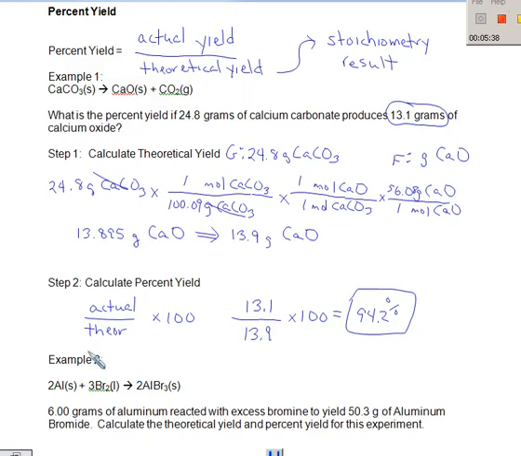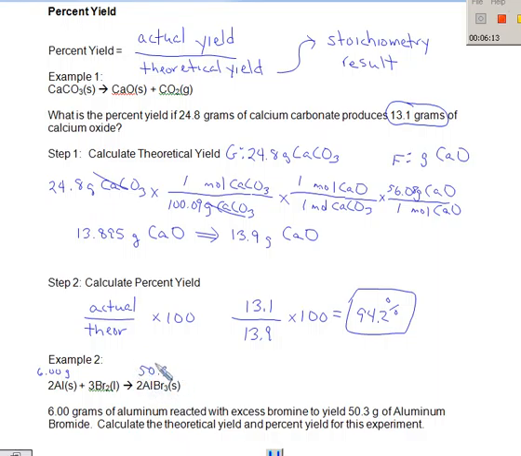Right, here's another problem down here for you to solve. I'll get you started. So we have 6.00 grams of aluminum oxide reacted with excess bromine to yield 50.3 grams of aluminum bromide. Let's just try another way of approaching this, and we're going to write the amounts up on top of the actual problem. So we started with 6.00 grams of this material, and we produced 50.3 grams of this material.